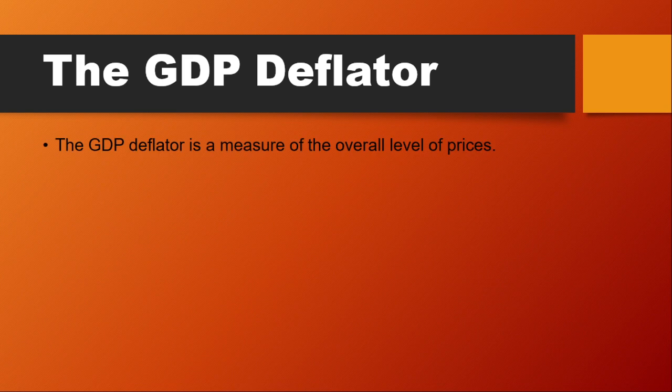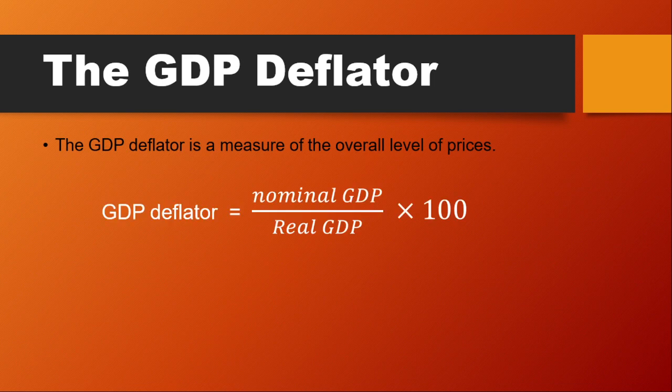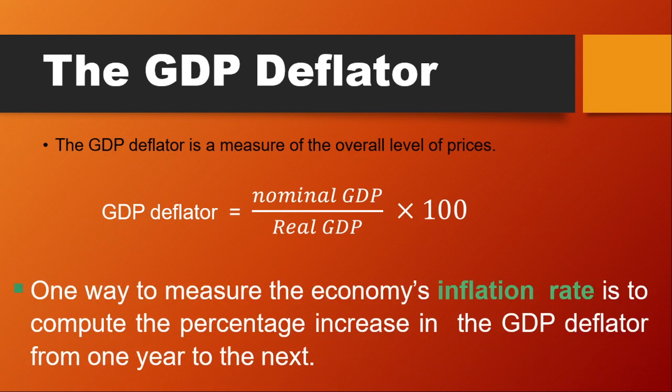Right, so let's define the GDP deflator. The GDP deflator is a measure of the overall level of prices. And how do we calculate it? We take our nominal GDP, divide it by our real GDP, and multiply by 100. That's how you calculate your GDP deflator. One way to measure the economy's inflation rate is to compute the percentage increase in the GDP deflator from one year to the next, which we are going to look at in the next lesson.